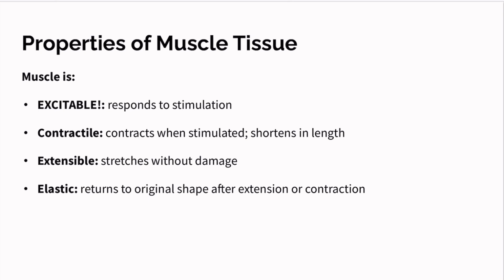Muscle is excitable, which means it can change, it can respond to stimulation. And how it responds, it contracts. And when we say contract, what that really means is it gets shorter. This is a big thing for you to remember when you're learning about the action of our skeletal muscles.